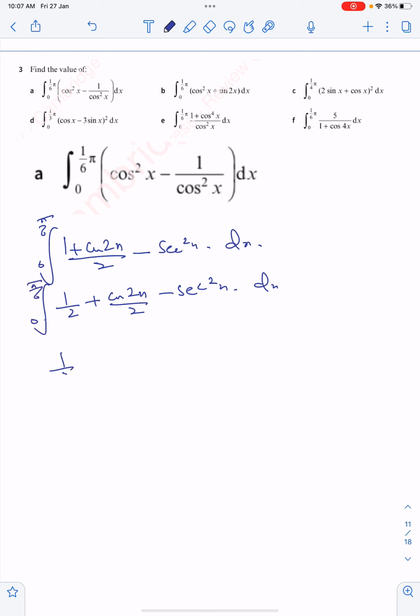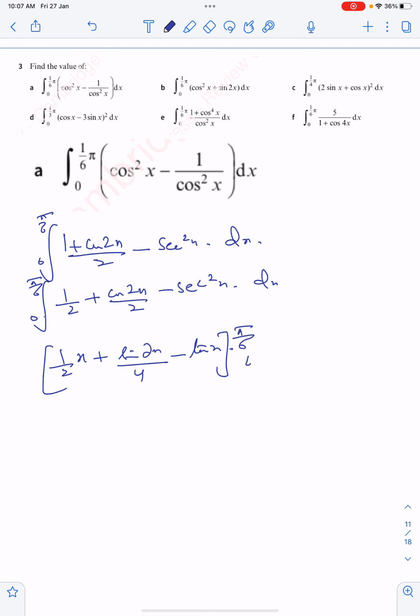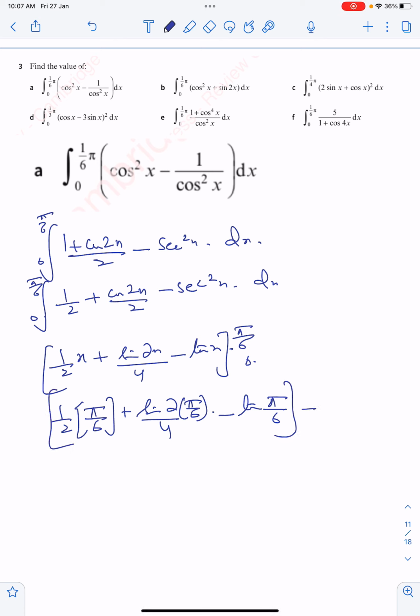Okay, integration of half is going to be half x, plus integration of cos 2x is sine 2x divided by 2. So there was already a 2 in the denominator, so 2 into 2 is 4, minus integration of sec square x is going to be tan x. I have to put the boundaries of pi by 6 and 0. Okay, half into pi by 6 plus sine 2 pi by 6 divided by 4 minus tan of pi by 6, minus, now if I put the boundaries of 0, it will be 0 plus sine of 0 minus tan 0. Okay, the whole thing will be 0, so no use writing it down.